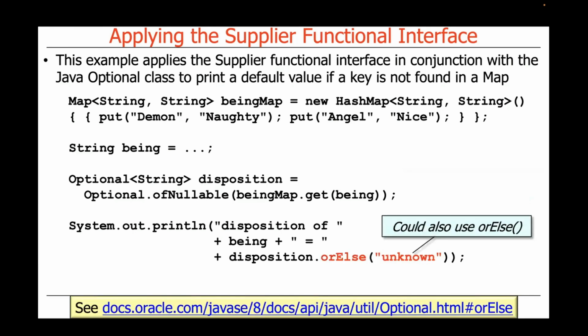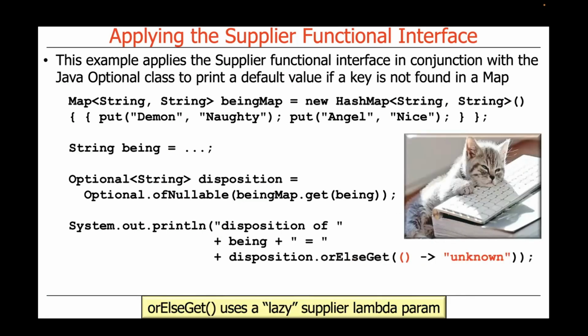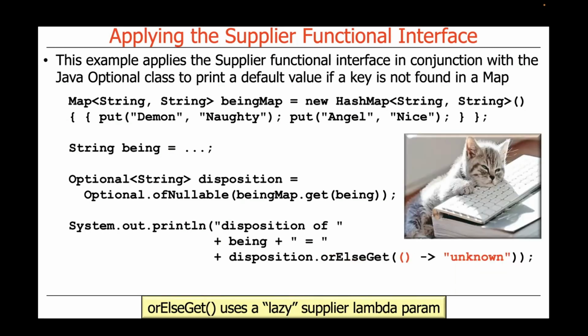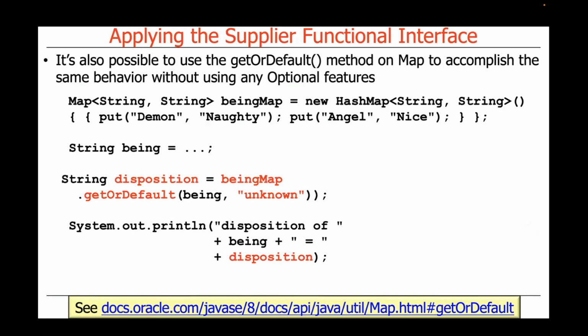Here's an alternative way of doing things where you use the orElse method on optional, which just takes a string directly. So this is going to take the string that's passed in here, as opposed to using a supplier, which gives you one extra level of indirection to make a dynamic choice. So the way to look at this is orElse uses an eager value parameter, whereas orElseGet uses a lazy supplier lambda parameter.